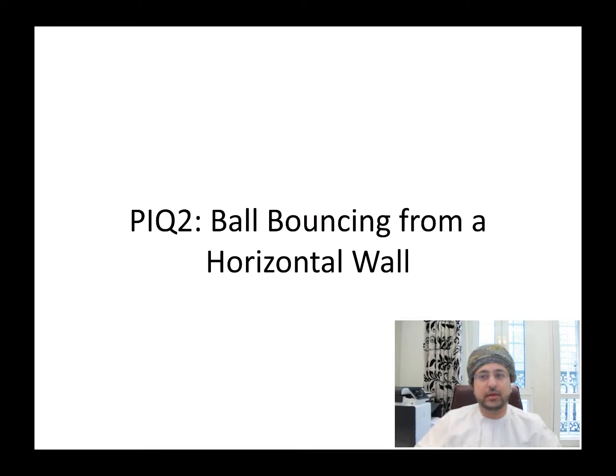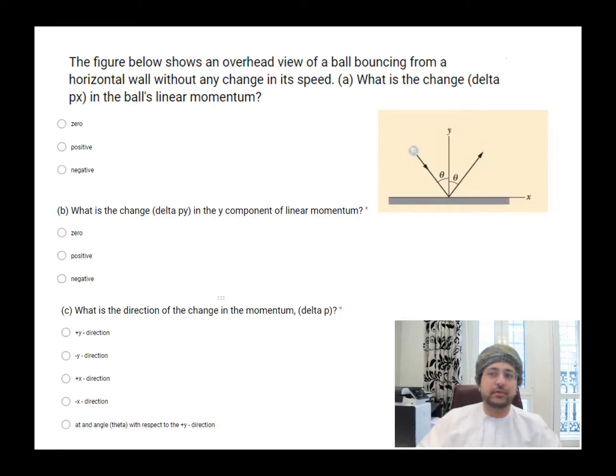Let's look at another PIQ. A ball bouncing from a horizontal wall. We have a figure showing an overhead view of a ball bouncing from a horizontal wall without any change in speed. So the velocity changes, the direction changes, but that's about it. What is the change, delta px, in the ball's linear momentum? What is the change, delta py? And what's the direction of the change of momentum? I'll again leave it on the screen for a few seconds before moving on.